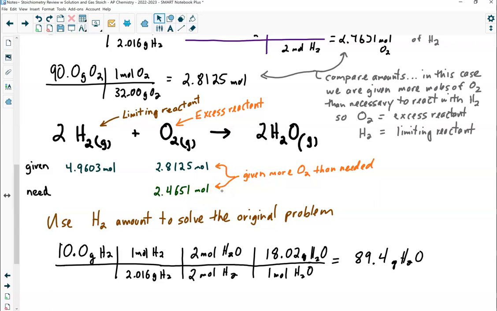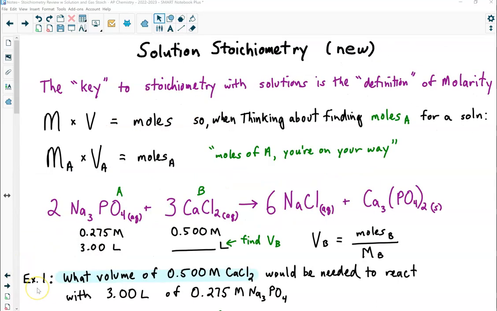Okay? All right. Fine. Now, the last thing in the video will be to cover solution stoichiometry and then gas law stoichiometry. Okay, solution stoichiometry. The key, as it says on the slide, the key to stoichiometry with solutions is the definition of molarity, which says that molarity times volume is moles. So the molarity of the solution times the volume of the solution gives you the moles of the solute.